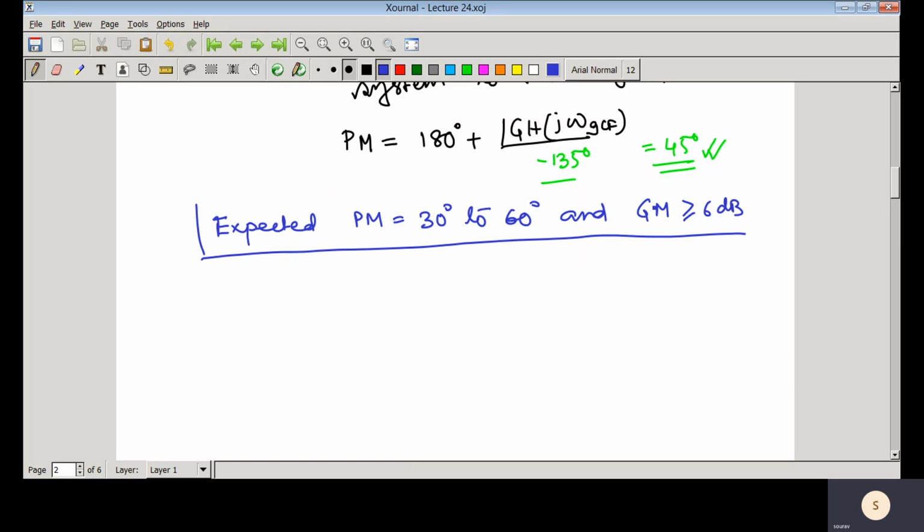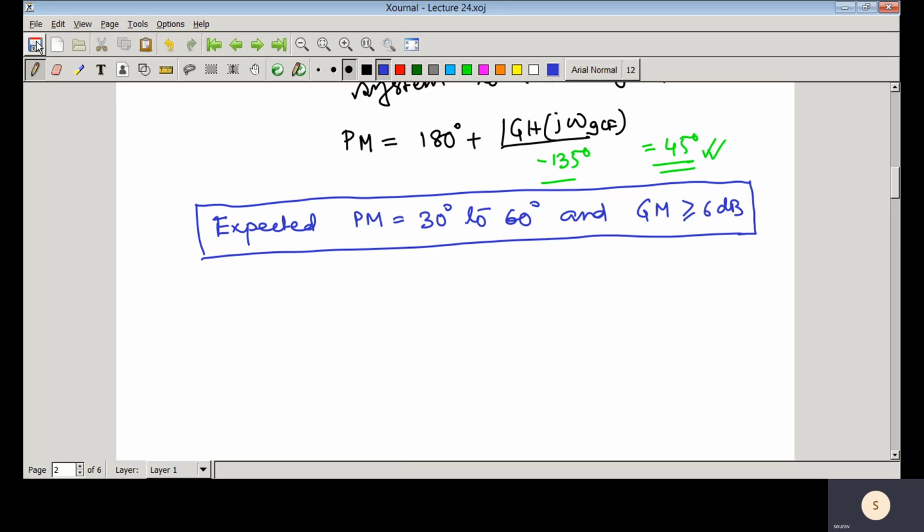You may ask why, from where we get this data. So later on you will see that if you can maintain this much of gain margin and phase margin, then that system would be stable, as well as robustly stable in some cases, and the performance also would be satisfactory. So you should keep remembering these two data. That means what is the expected gain margin and phase margin.